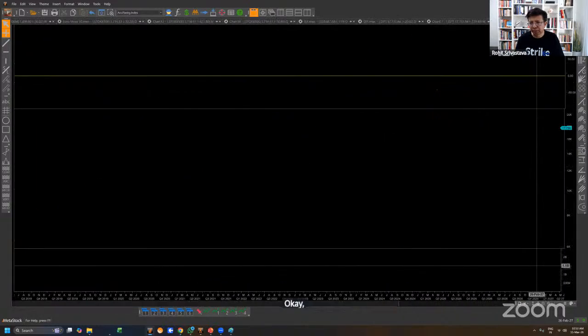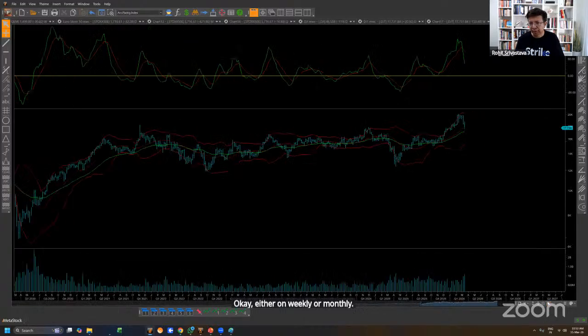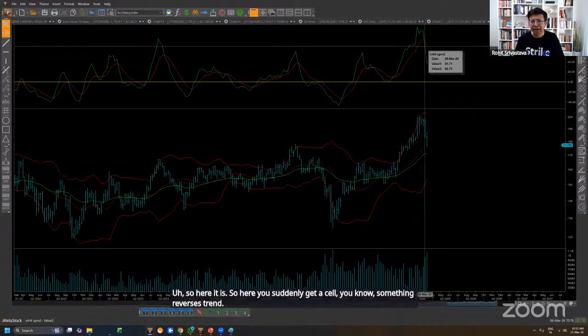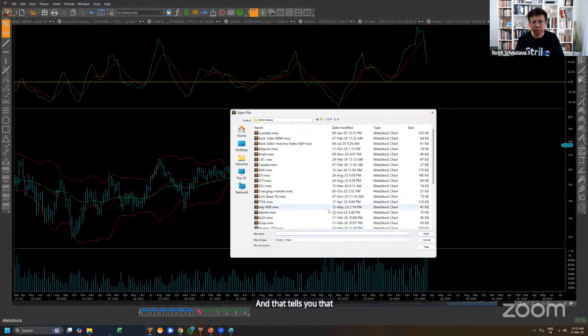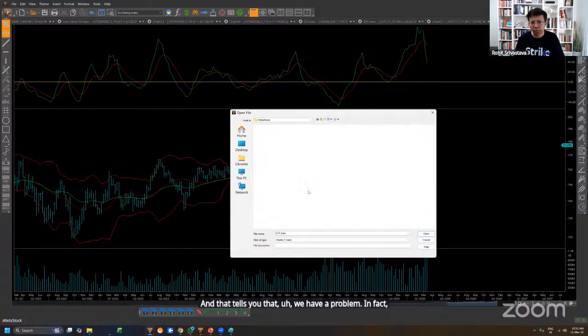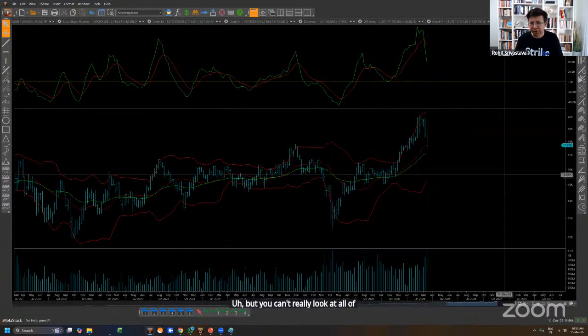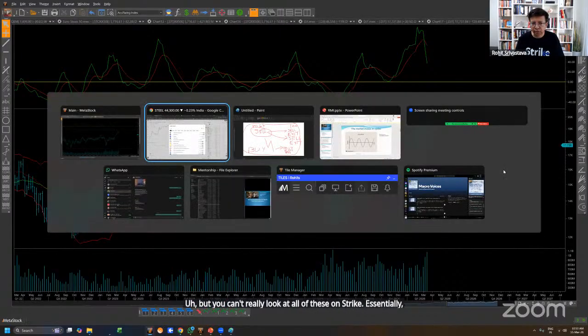Either on weekly or a monthly. So here it is. Here you suddenly get a sell, something reverses trend. And that tells you that we have a problem. In fact, I know a lot of people are interested in gold and silver, but you can't really look at all of these on Strike. Essentially, what you're looking for in Strike is stocks.